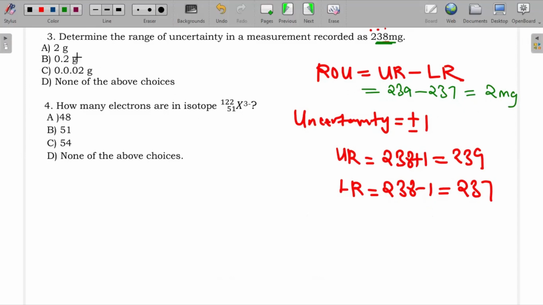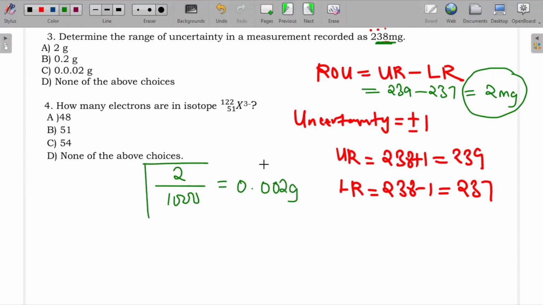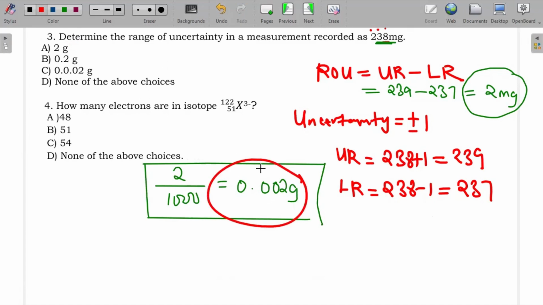But when you check the options there, I don't have milligram. I have gram, gram, gram. So I have to change this 2 milligram into a gram. How am I going to do that? I'm just going to simply divide this 2 milligram by 1,000, and that is going to give me 0.002 gram. Here they were also testing your ability to convert the units, because some of you will just go straight away and choose A. That would be wrong.